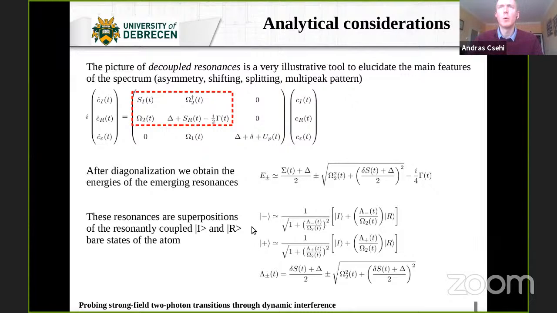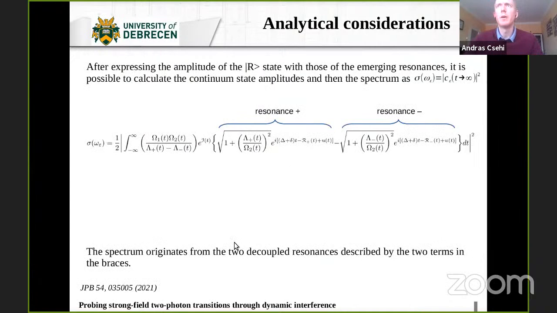So to proceed further, we can express the R state from these two wave functions, and from the R state, we can further express the continuum state. For the details, you can see the cited reference shown here. But from the ionic state amplitude, we can then calculate the spectrum as before. So after doing this analytical derivation, this form is obtained for the spectrum.